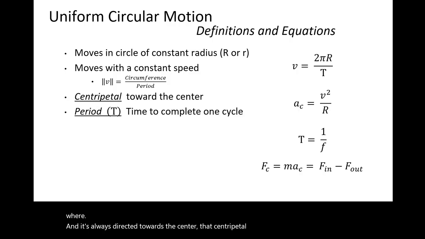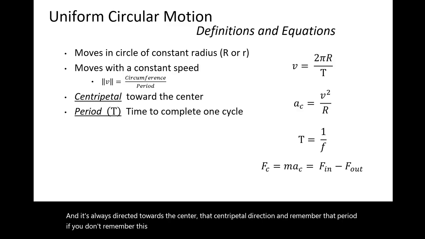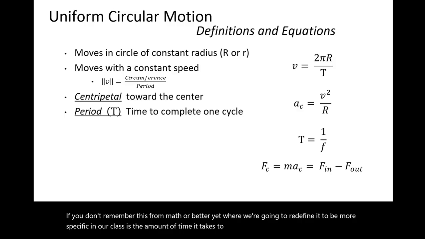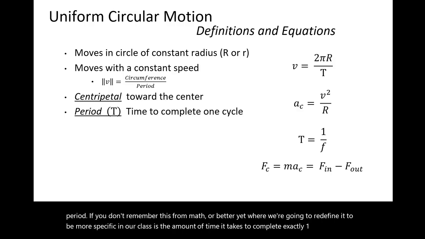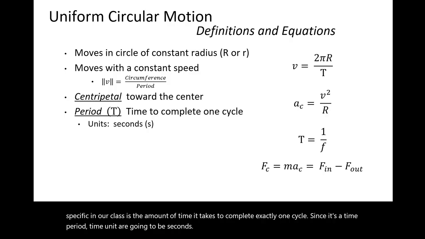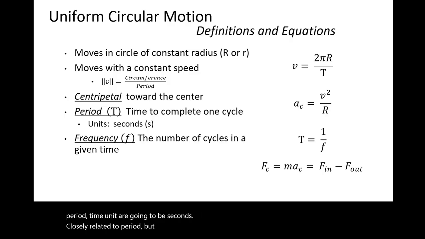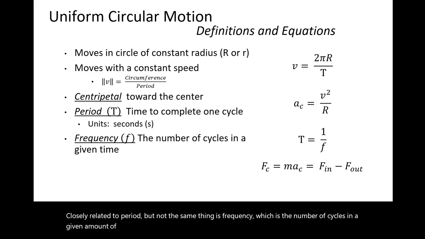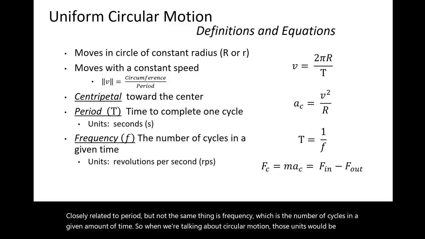And remember that period, if you don't remember this from maths, or better yet, where we're going to redefine it to be more specific in our class, is the amount of time it takes to complete exactly one cycle. Since it's a time period, time unit, are going to be seconds. Closely related to period, but not the same thing, is frequency, which is the number of cycles in a given amount of time. So when we're talking about circular motion, those units would be revolutions per second, or RPS.